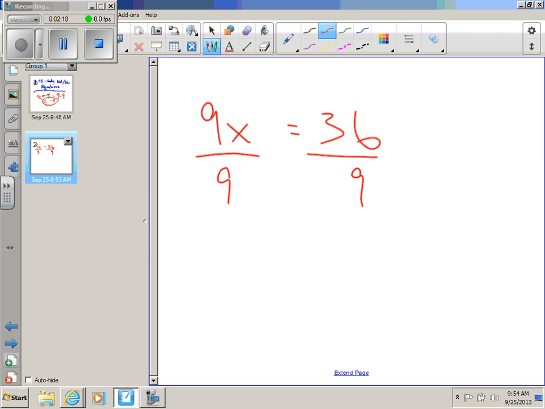Why does this isolate x? What is 9 divided by 9? 1. 1x is the same as saying x, right? How many x's do you see there? 1. So it's just like saying 1x. 36 divided by 9 is equal to 4. Plug it in. 9 times 4, does it equal 36? Absolutely. Any questions so far?